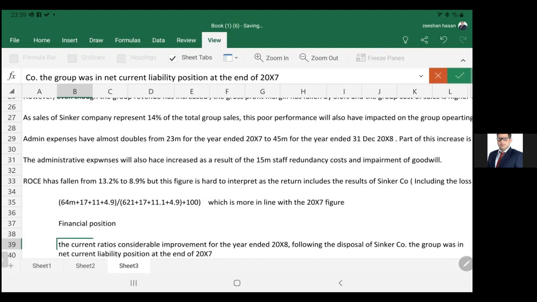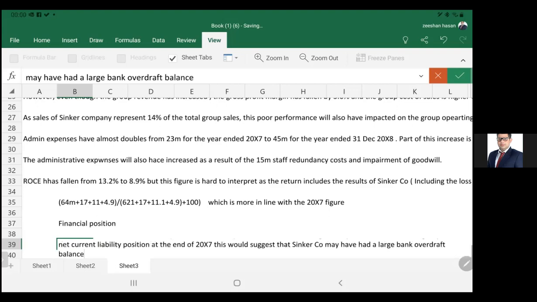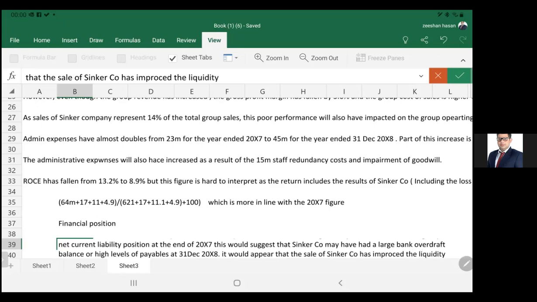This would suggest that Sinker Company may have had a large bank overdraft balance or high levels of payables at 31st December 2008. It would appear that the sale of Sinker Company has improved the liquidity of the group.